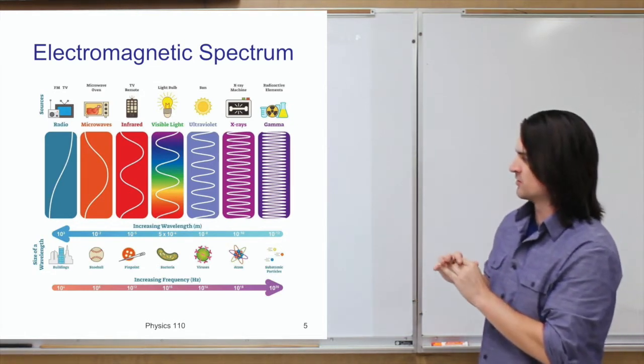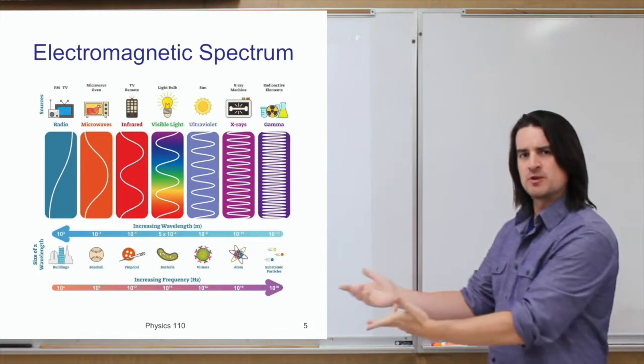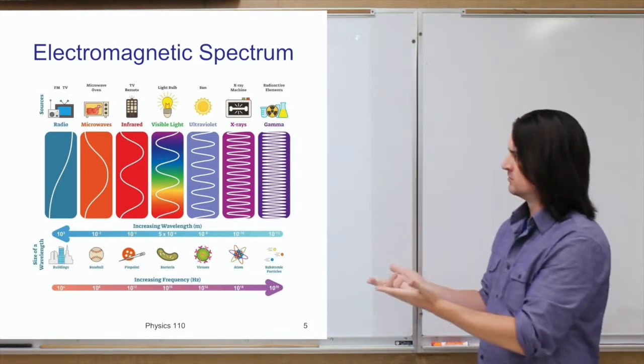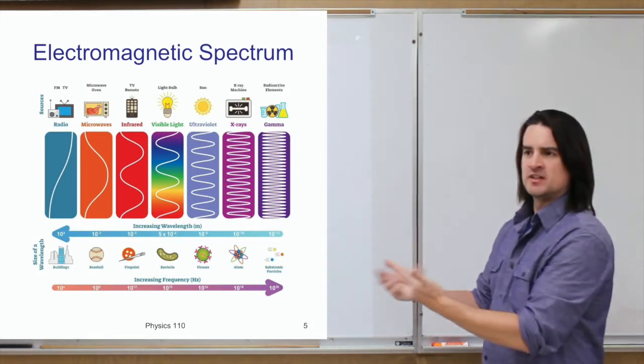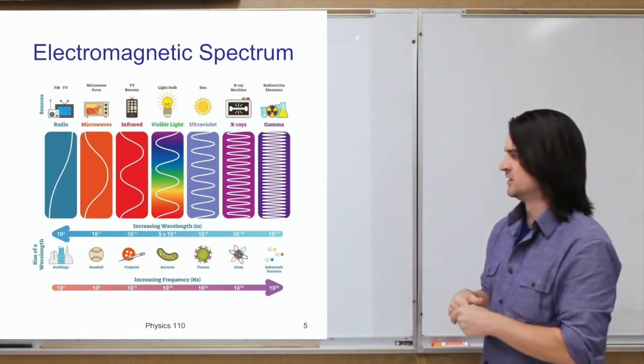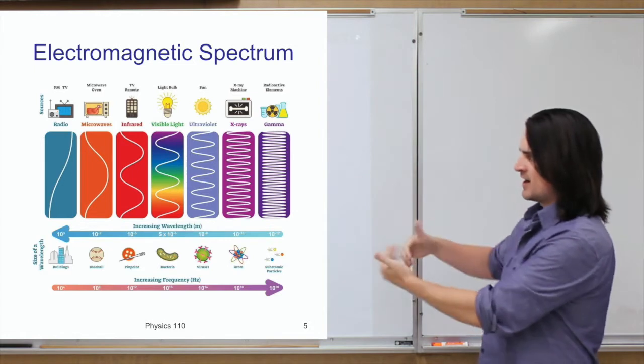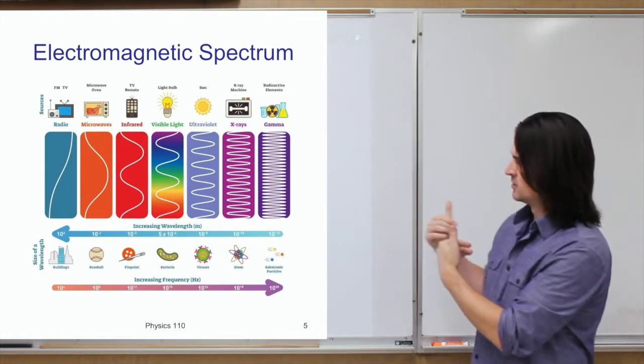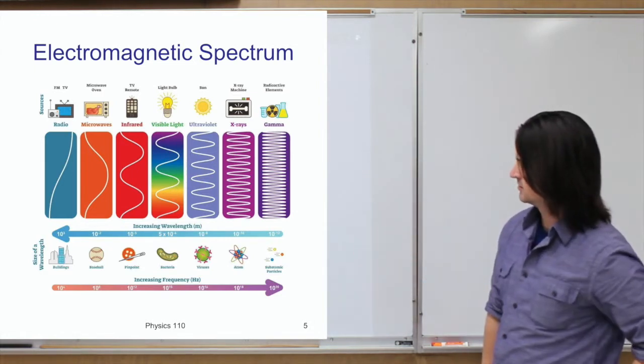It also turns out, I don't know if I mentioned this before, but the frequency of an electromagnetic wave is essentially proportional to the energy that wave is carrying. So gamma rays are the most energetic of waves, and radio waves would be then the least energetic.